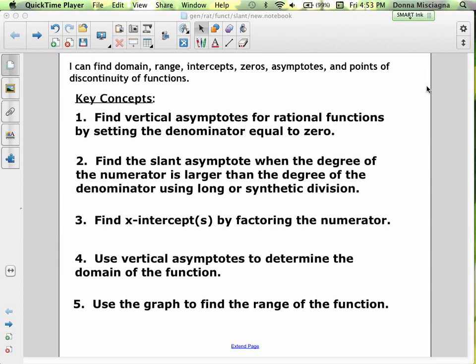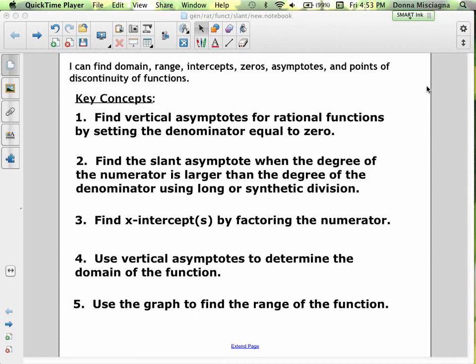In this lesson, we're going to be finding domain, range, intercepts, zeros, asymptotes, and points of discontinuity of functions. So we're going to be finding vertical asymptotes for rational functions by setting the denominator equal to 0. We're going to be finding a new asymptote. We're going to be finding a slant asymptote when the degree of the numerator is larger than the degree of the denominator using long or synthetic division.